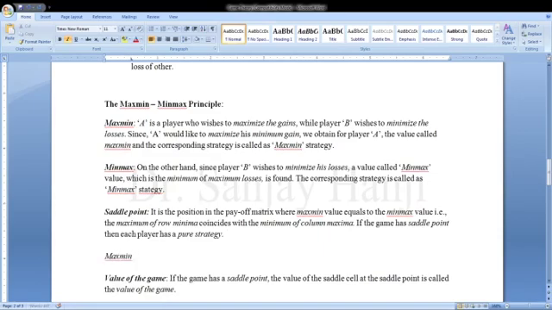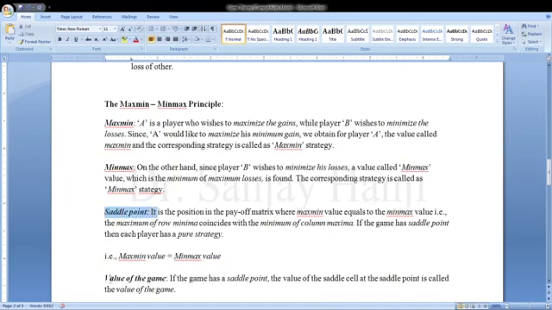It's easy to say in this way, that is, if you say max min value is equal to min max value, then if this happens in any game, then it is called as there is a saddle point. Okay, this means that there is a saddle point.